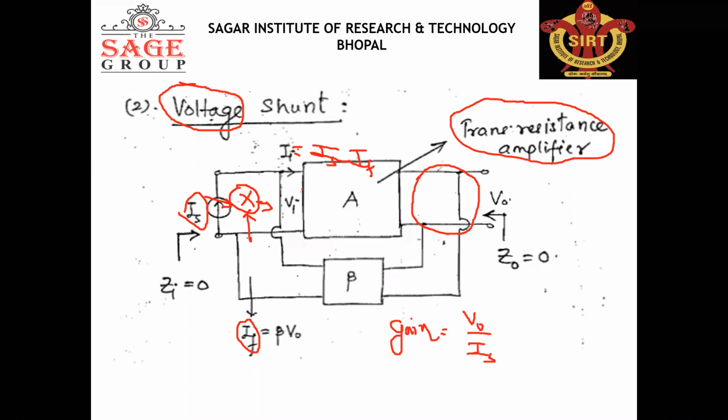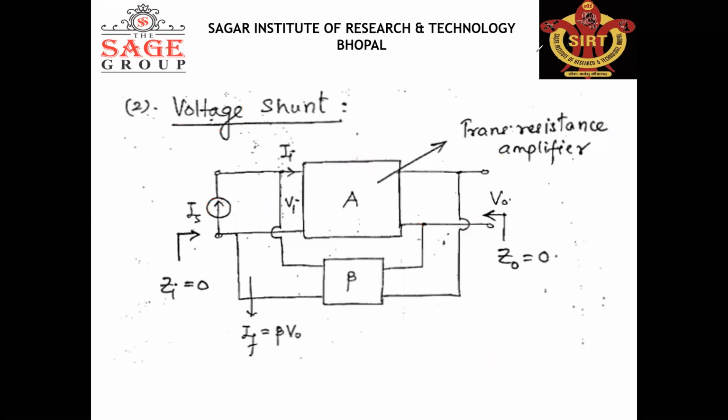V upon I क्या होता है? Resistance होता है. That's why it is not a voltage amplifier, because in a voltage amplifier the output voltage and input voltage should be the same. So this is not a voltage amplifier. This is also not a current amplifier, because the output upon input both should be in current. Here the output is voltage and the input is current. So since the output is voltage and input is current, that's why it is known as a transresistance amplifier.